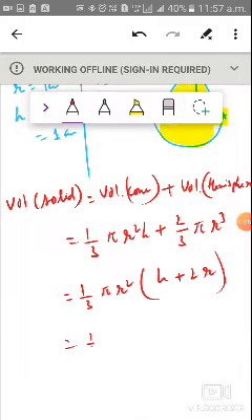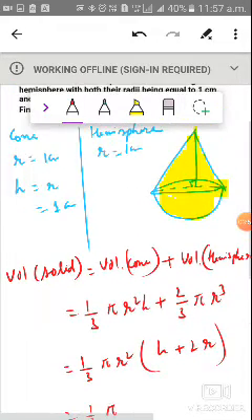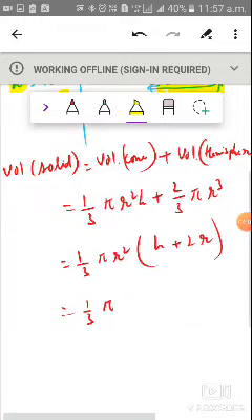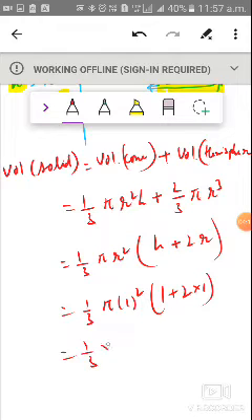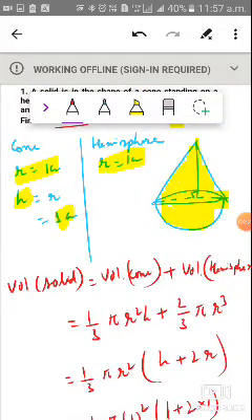As we have taken 1 by 3 pi r square common. So 1 by 3 pi. So r is what? In both the cases r is same, 1 centimeter, and h is also 1 centimeter. So we'll put the values. In place of r we'll put 1, in place of h we'll put 1, and in place of r we'll put 1. So this is 1 by 3 pi, 1 square is 1, multiply 2 1 is 2, plus 1 is 3. 3 cancels by 3, that is pi centimeter cube is the volume of this combined solid, which is made by the cone and the hemisphere, right?